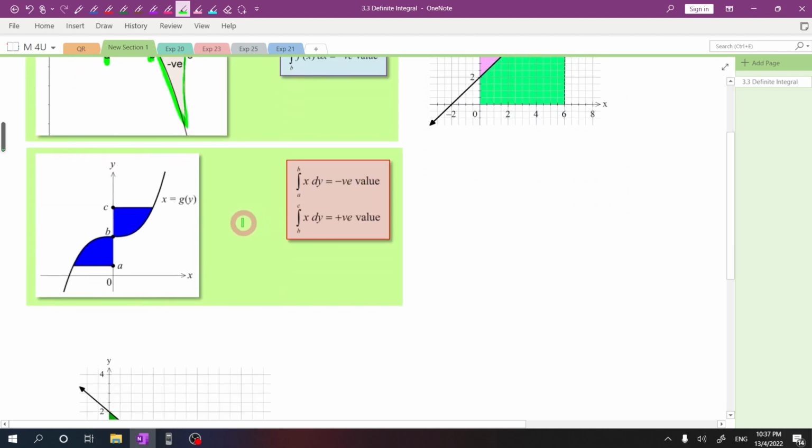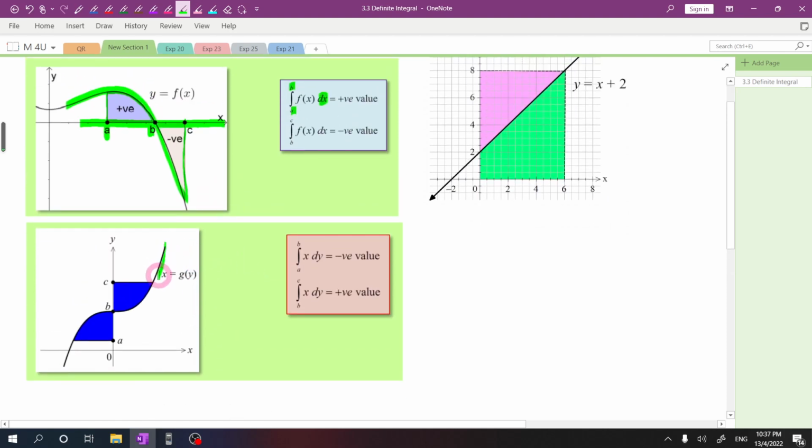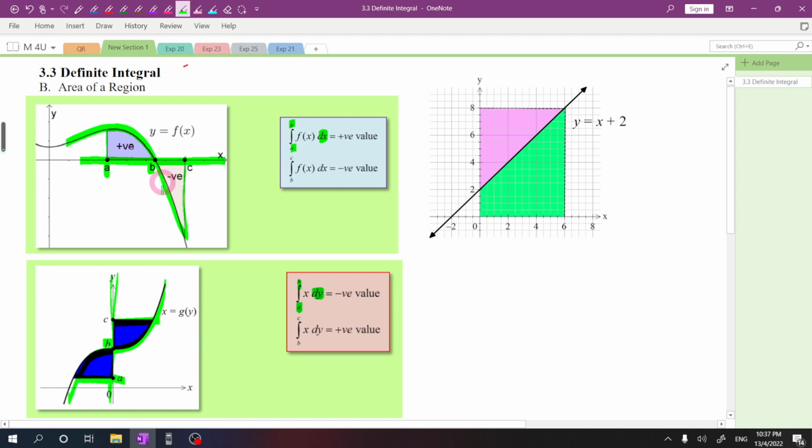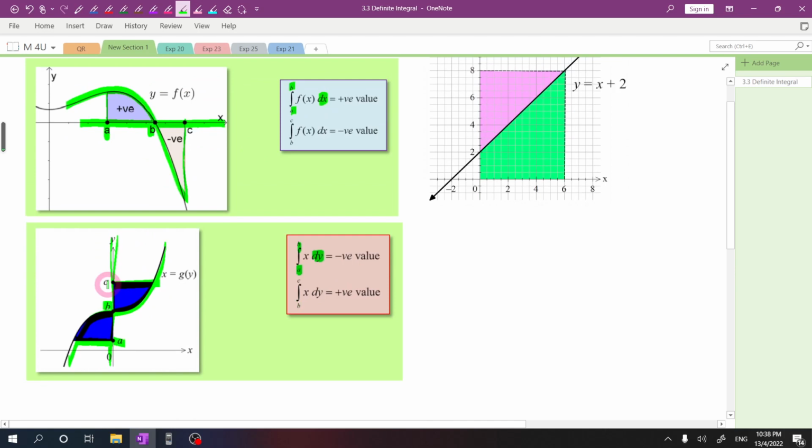If you want to find the area bounded by a curve, straight line, and y-axis, we use x dy. This is dy. These two numbers are taken from the y-axis. So remember, area bounded by a curve, straight line, and x-axis, dx. Area bounded by a curve, straight line, and y-axis, dy. So this is x dy, this is y dx.